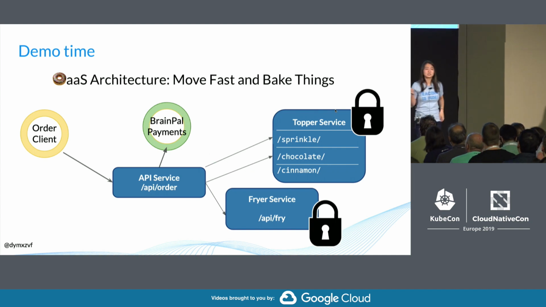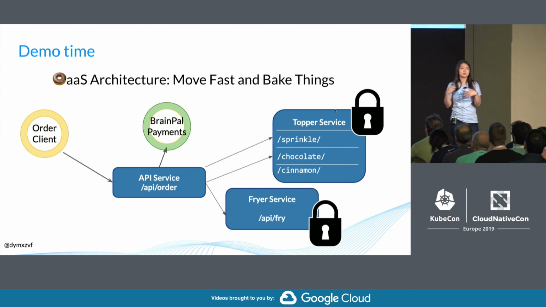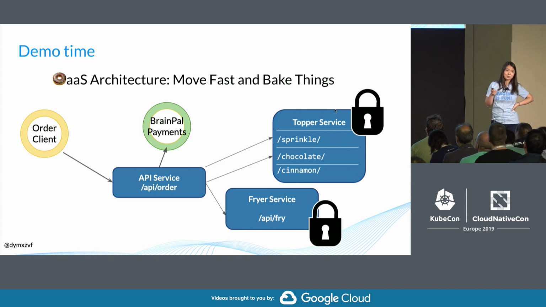And before going into the demo, I want to show you an architecture of what I'm demoing so you have context for the different operations that are happening. So this is my donut as a service architecture. I have this really awesome bakery where I'm selling donuts, and I have an API order service.